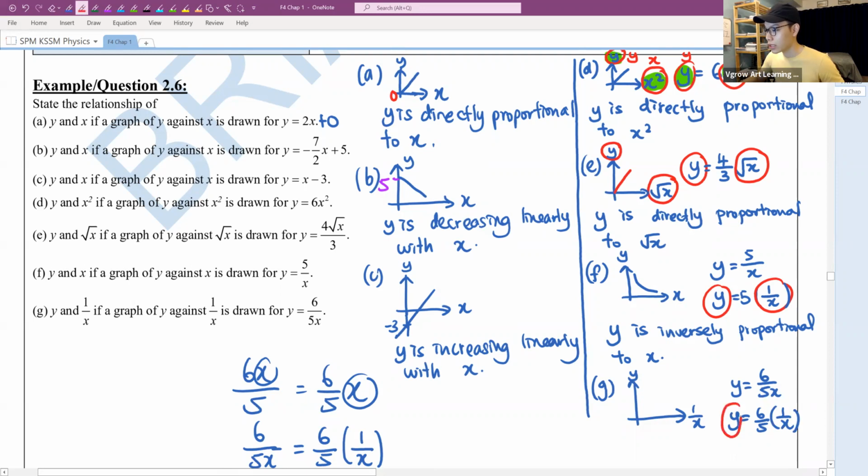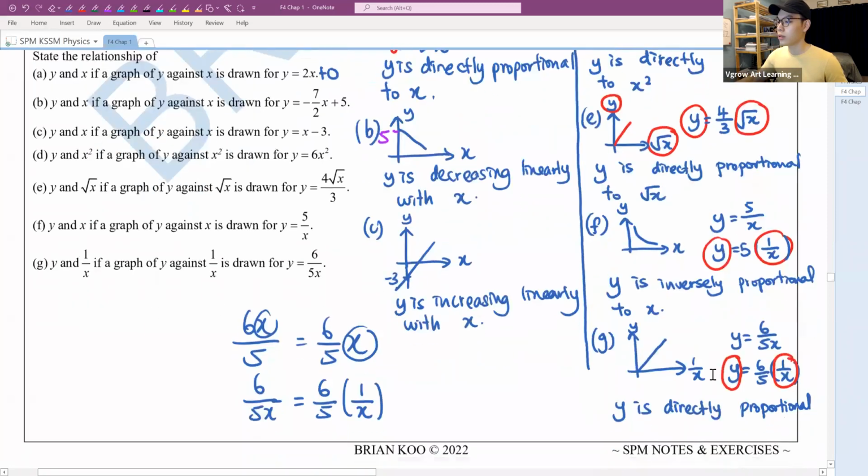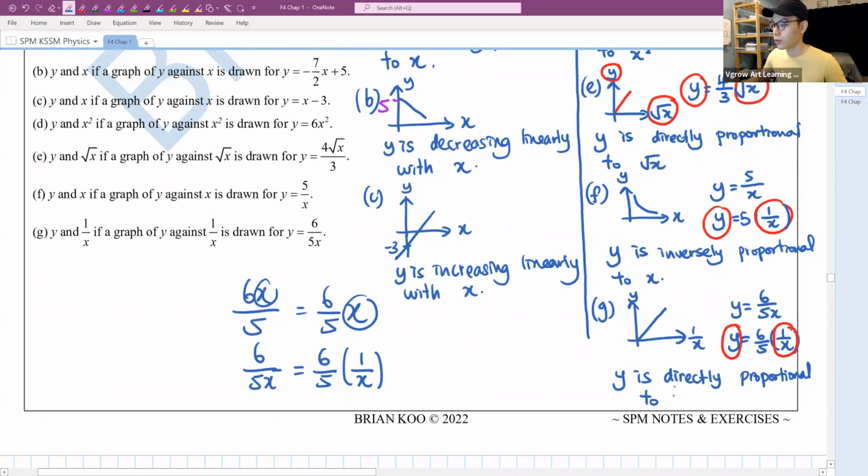Remember, we got this on the graph and we got this on the graph. Again, no y-intercept. Okay, no y-intercept. And 6 over 5 is the gradient. It will form a straight line. This is what we call y is directly proportional to 1 over x. Okay.